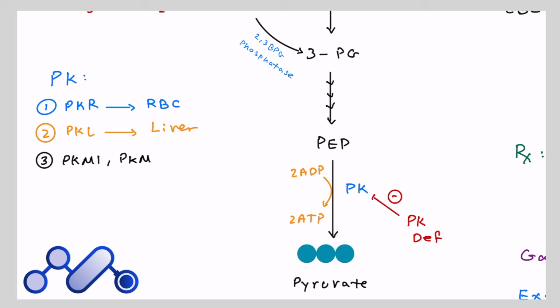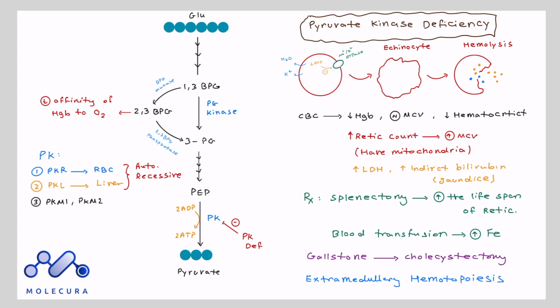So the defect we are usually dealing with is in these two enzymes, PKR and PKL. These are usually autosomal recessive, although there are autosomal dominant variants that have been described as well. So why is the liver not affected as much as the RBC, the same way that it's happening here?